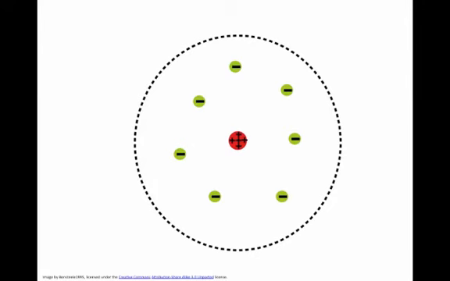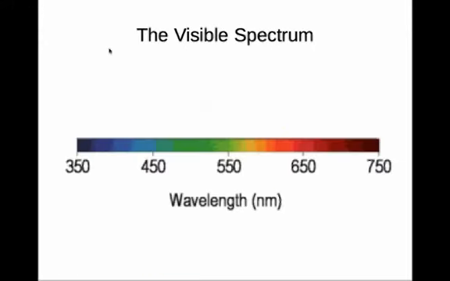In order to understand the next step in the development of the modern model of the atom, we need to take a short side trip to talk about light waves and energy. If you pass white light through a prism, it breaks into the colors of the visible spectrum. Each color has a different wavelength, as shown in the scale along the bottom of this picture. Here, shorter wavelengths are on the left, and longer wavelengths are to the right.